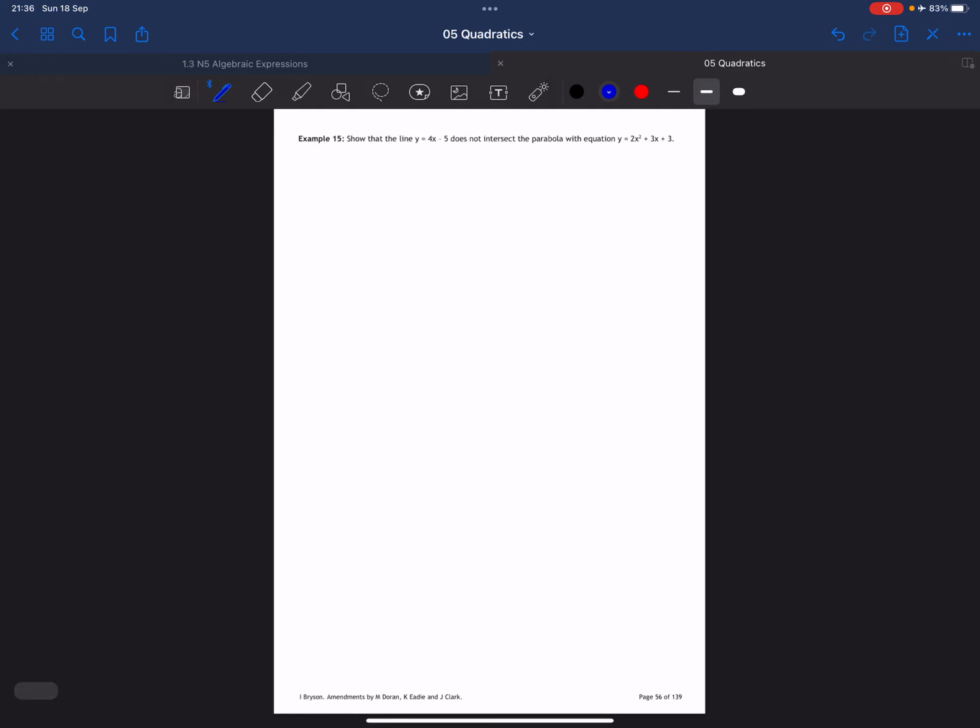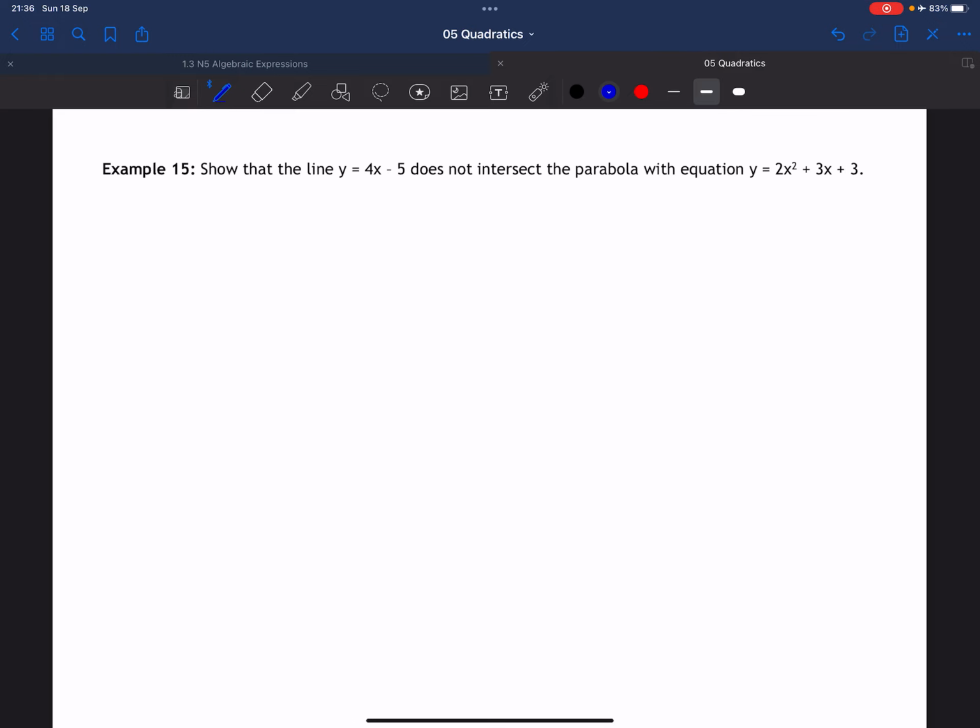Let's look at example 15. This time, I want to show that the line y equals 4x minus 5 does not intersect the parabola. The first thing we do is y equals y. So I get 2x squared plus 3x plus 3 is equal to 4x minus 5. Let's simplify that. I get 2x squared minus x plus 8 is equal to 0.